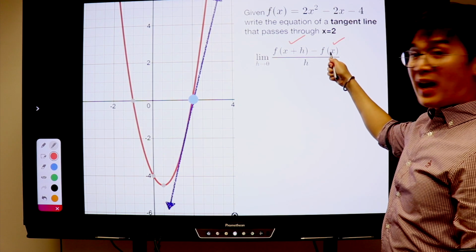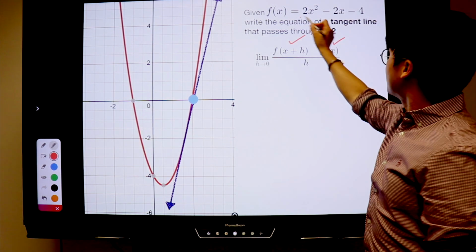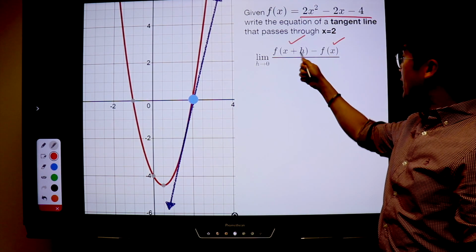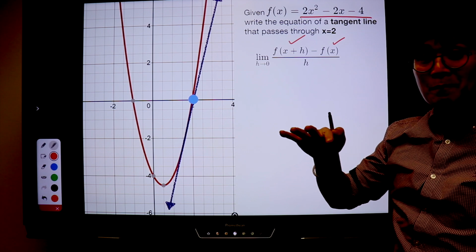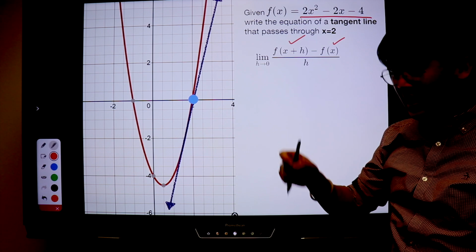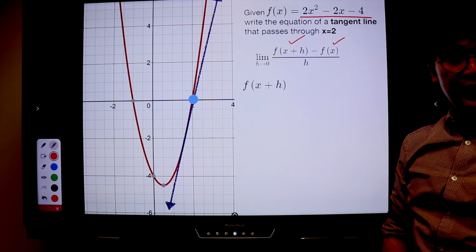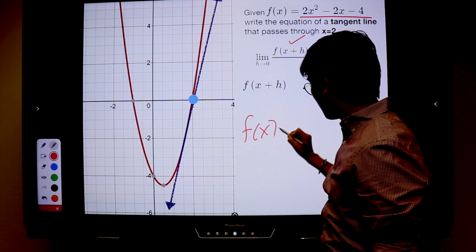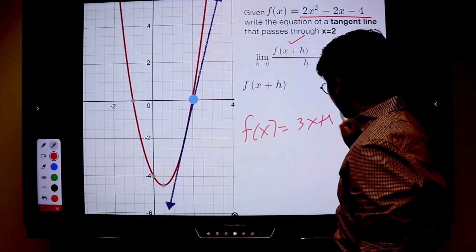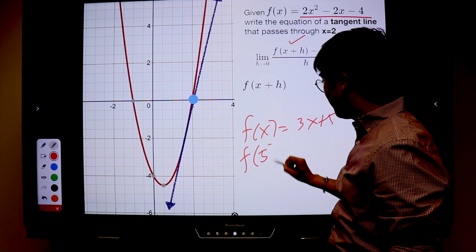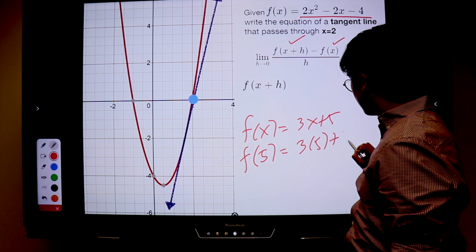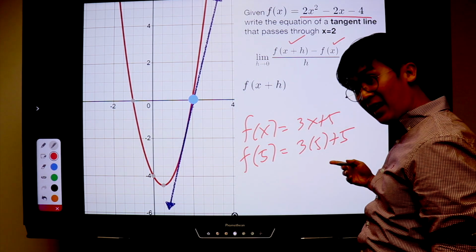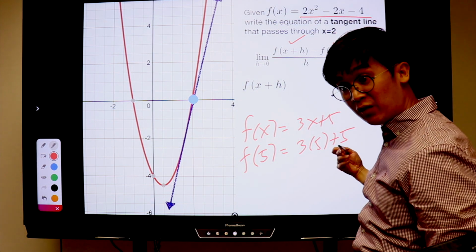Do we know what f of x is? Yes. Do we know what f of x plus h is? Not yet, but we can find it, right? How are we going to find f of x plus h? If I have f of x equal to 3x plus 5, how am I going to find f of 5? Yes, by plugging in 5 to the value of x.